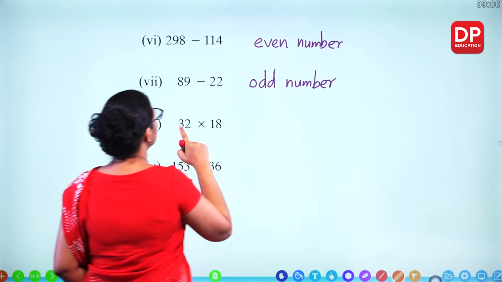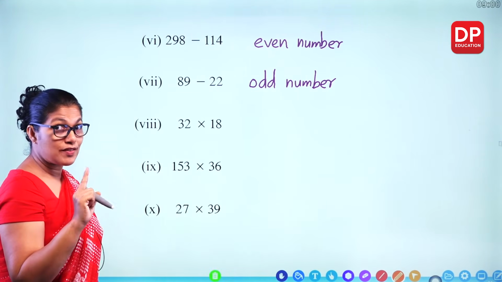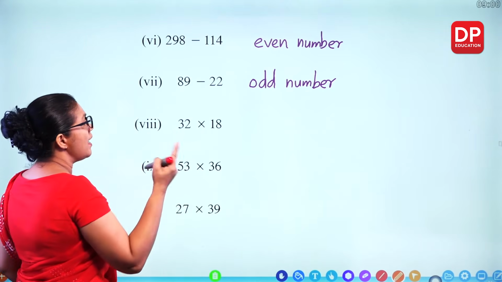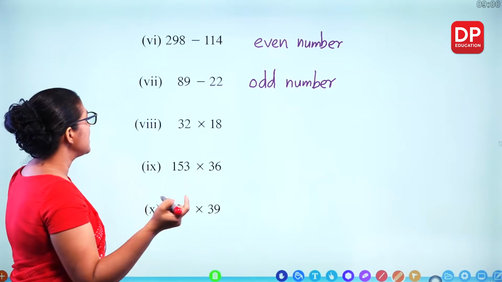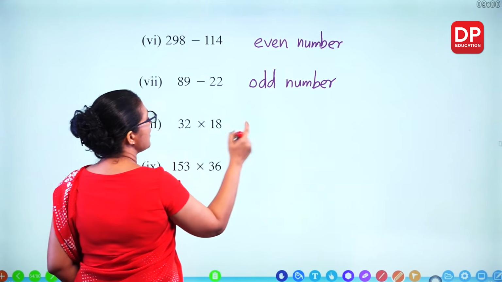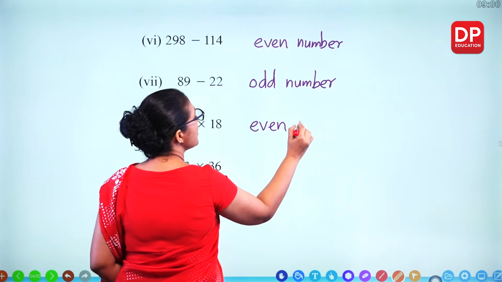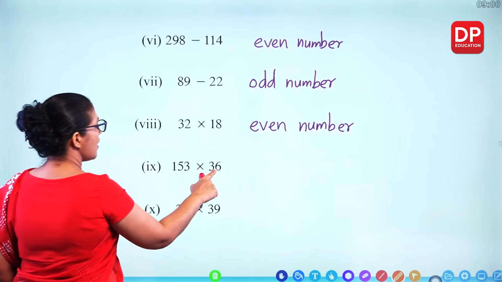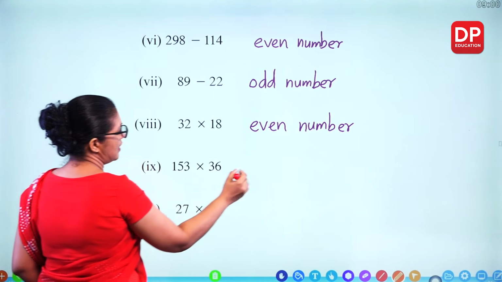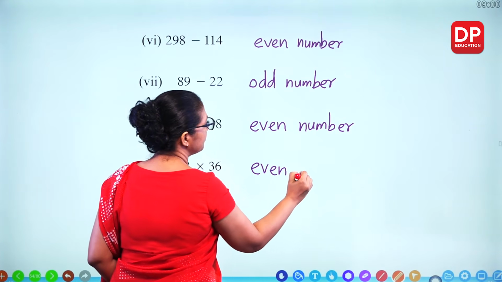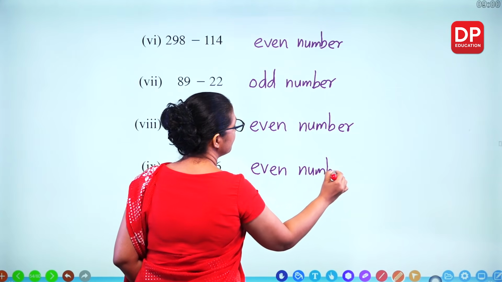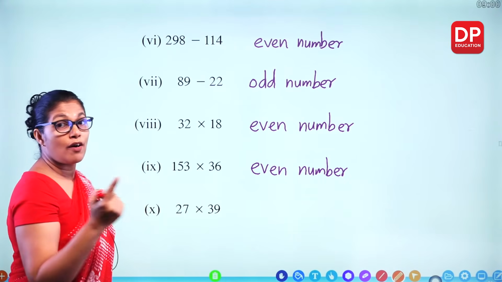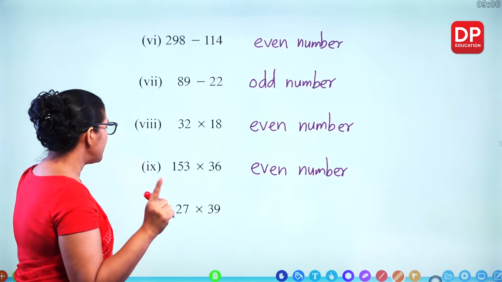Now multiplication. What's the rule for multiplication? Any two even numbers, or odd with even, always even. Both even, that's an even number. Here one is even, one is odd. The answer is even. Odd, odd, you get an odd number.